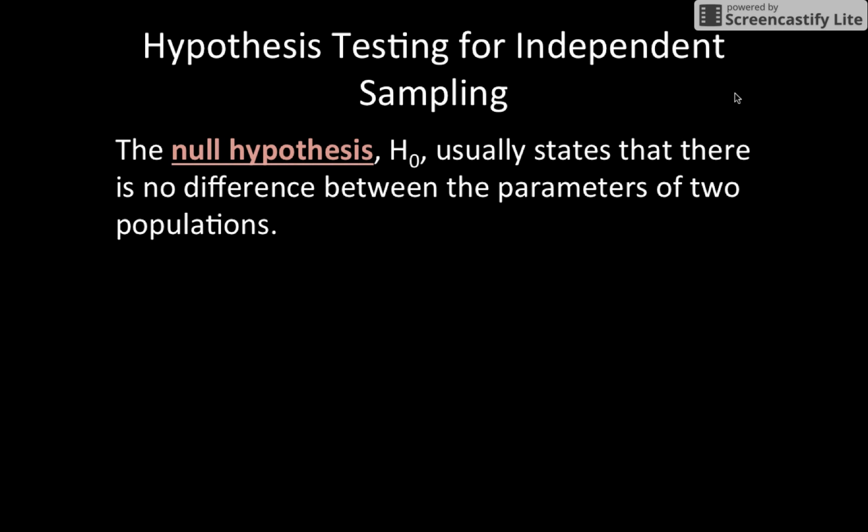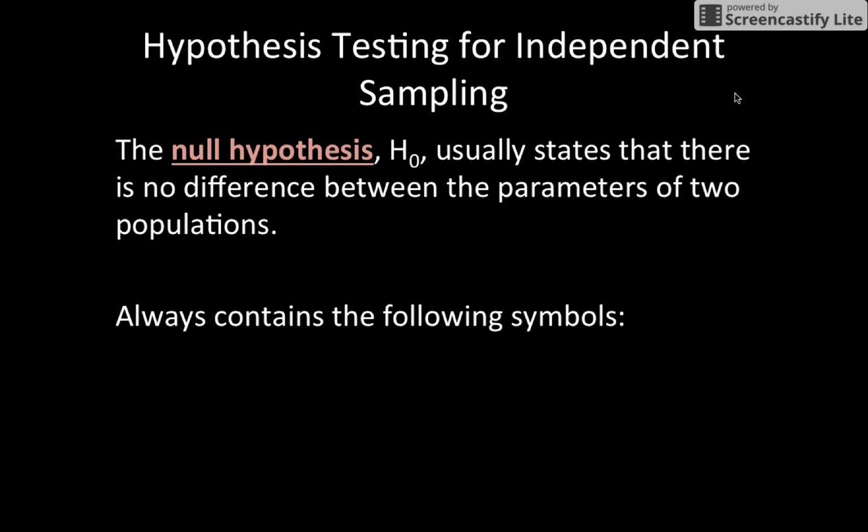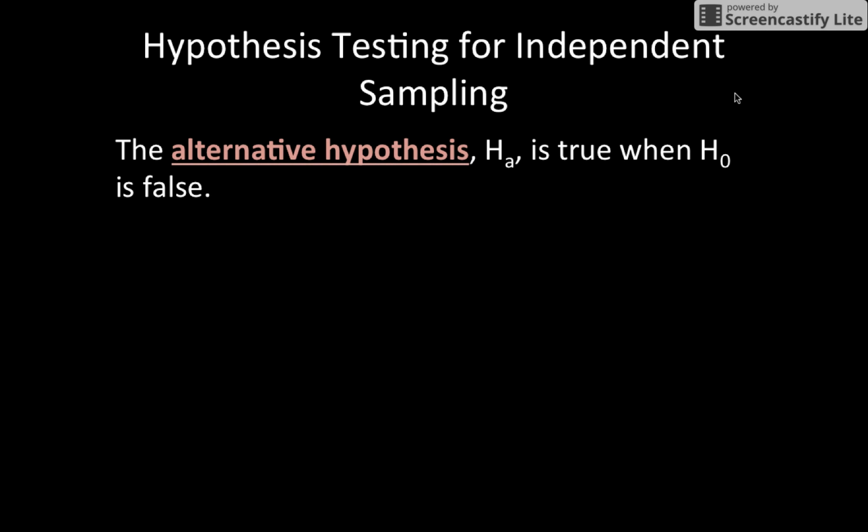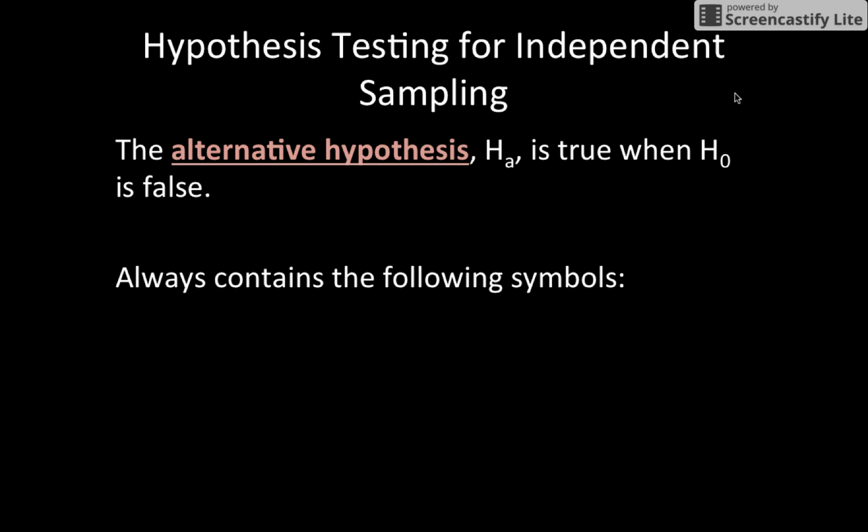Hypothesis testing for independent sampling. The null hypothesis, H sub 0, usually states that there is no difference between the parameters of two populations. It always contains the following symbols: less than or equal to, or greater than or equal to. The alternative hypothesis, H sub A, is true when H sub 0 is false. It always contains the following symbols: less than, not equal to, or greater than.